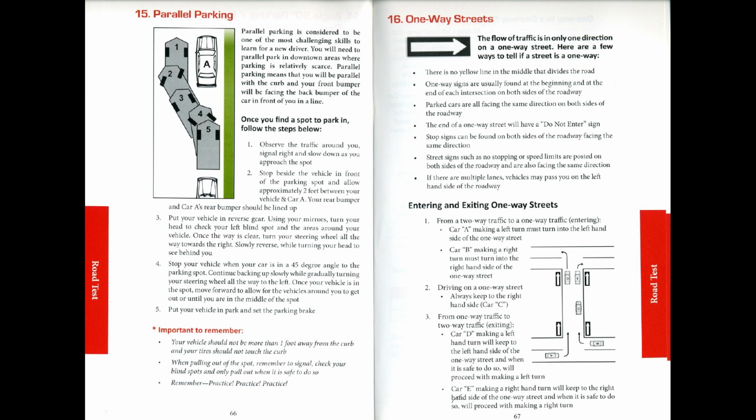Car D making a left-hand turn will keep to the left-hand side of the one-way street and when it is safe to do so, will proceed with making a left turn. Car E making a right-hand turn will keep to the right-hand side of the one-way street and when it is safe to do so, will proceed with making a right turn.